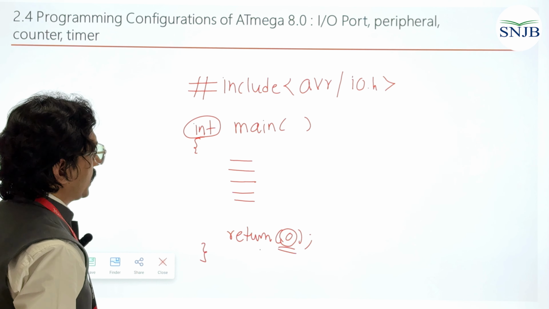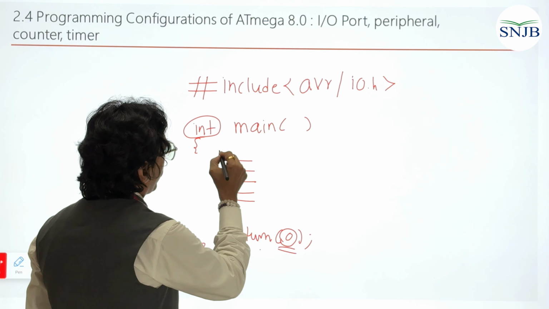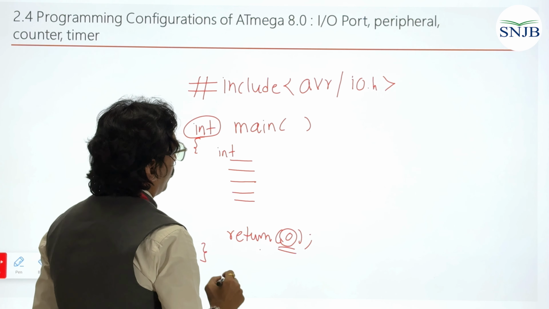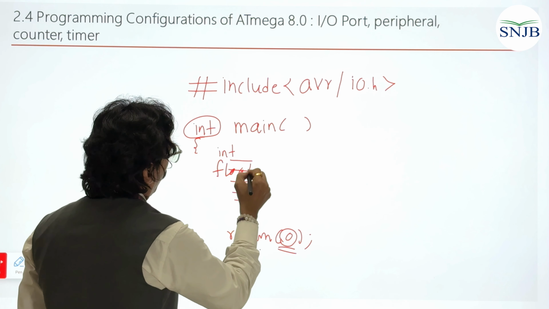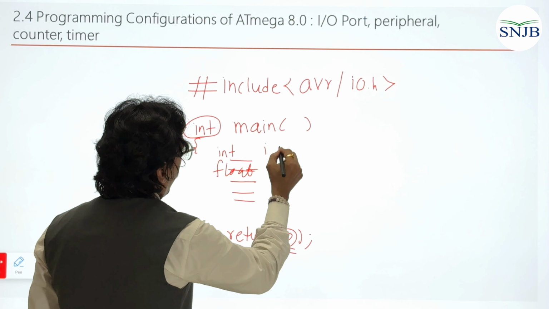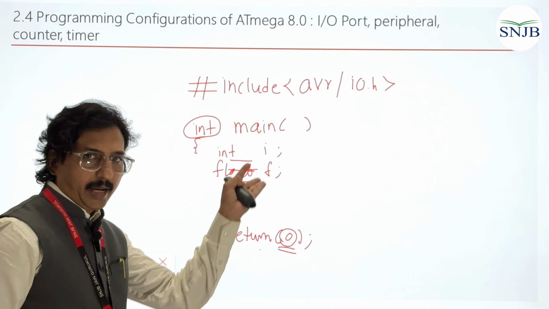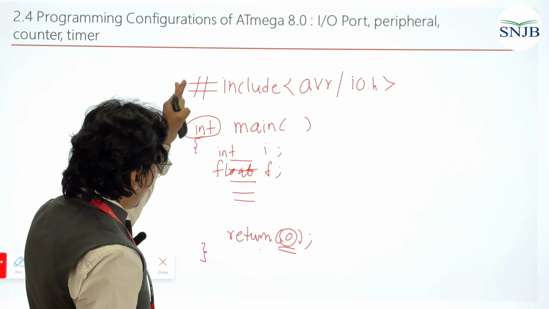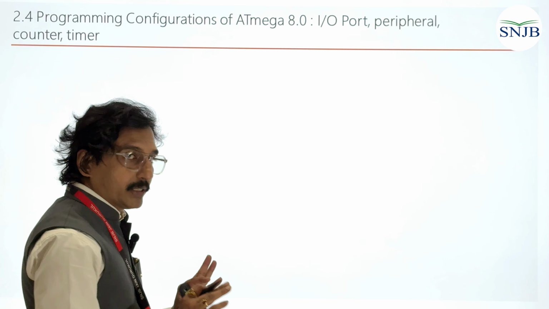Now within this structure you can add the casts, integer or float. Suppose integer i is there, float f is there. So we have to mention like this. So this is the structure of any C language program. Now we can move to one simple program.